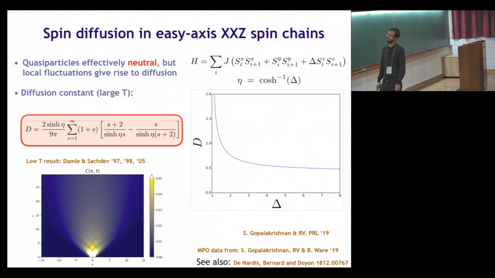So I won't talk about this, but this is some kind of hand-wavy picture that actually goes back to Damle and Sachdev of why you have qualitatively diffusion here. But you can transform this into actual expressions for what the diffusion constant is. Okay, so that's a closed form expression of the diffusion constant in that regime. And in the limit of high temperature, eta here is related to the anisotropy in this way. So you can just plot this, that's your diffusion constant.